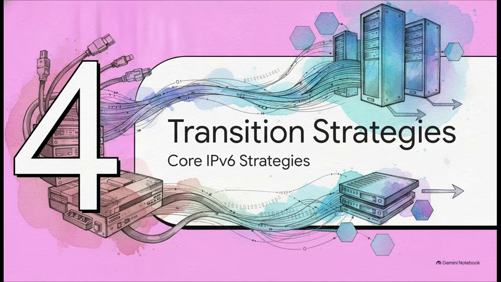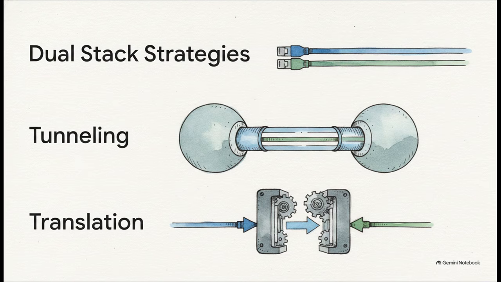Moving right along to milestone 4, Core IPv6 Transition Strategies. Now we're getting into the strategy phase, mapping out exactly how we make this jump to modern infrastructure. You essentially have three main tools in your belt here. First up is dual stack, which simply means running both IPv4 and IPv6 side by side simultaneously. This is by far the cleanest approach, there's no translation needed, and you get full native performance on both protocols.